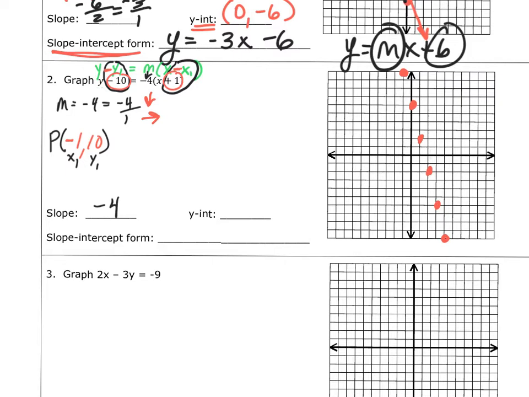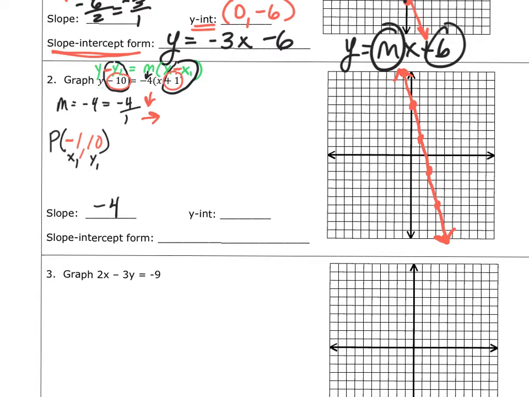Now, I have some students that leave their graphs looking just like this, and the problem with this is you haven't connected it. That is, this function is continuous, so you need to draw the graph like it is continuous.